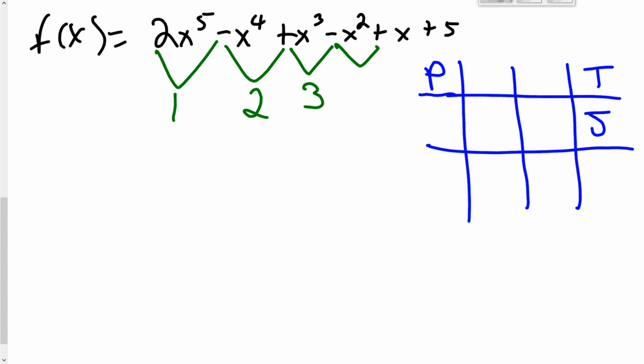This doesn't change, or this does, sorry. There's another one, so 4. And then it goes positive to positive, so there is no sign change there. So there's a total of 4 positives. So I could have 4 positive solutions.